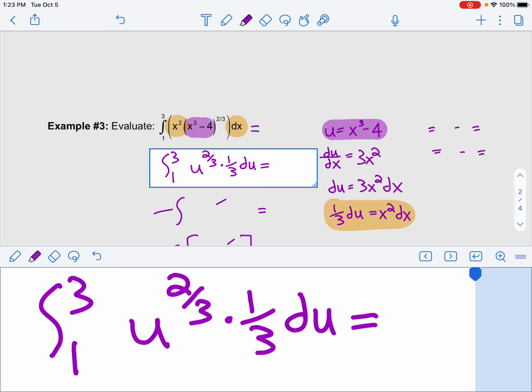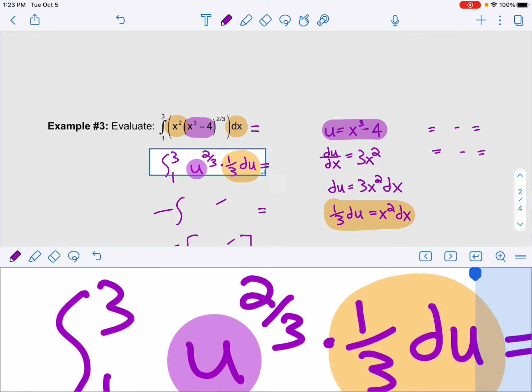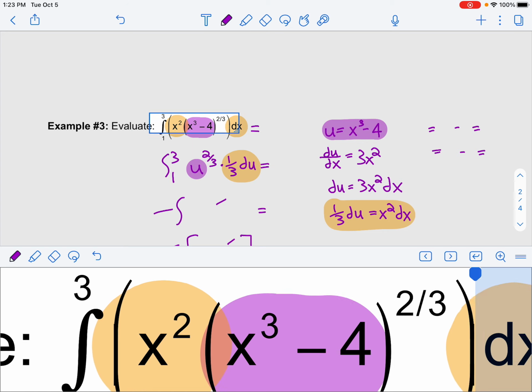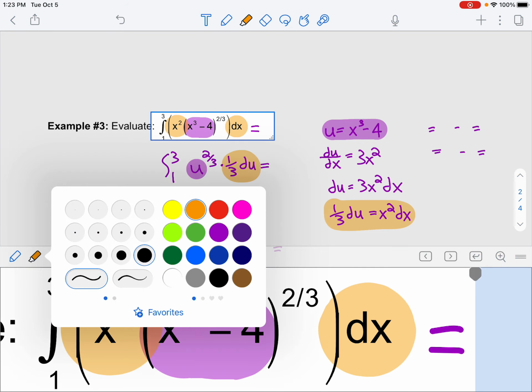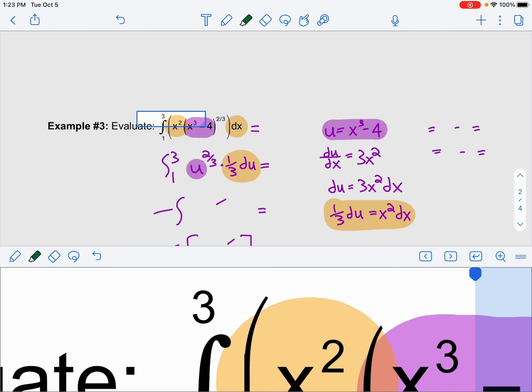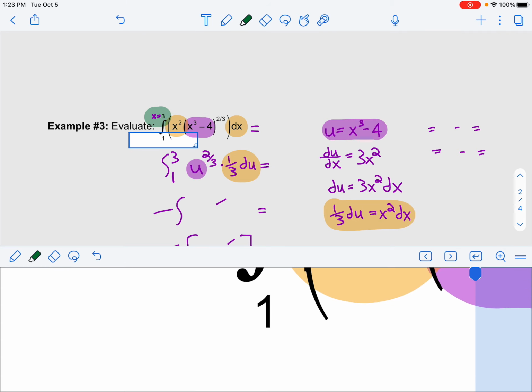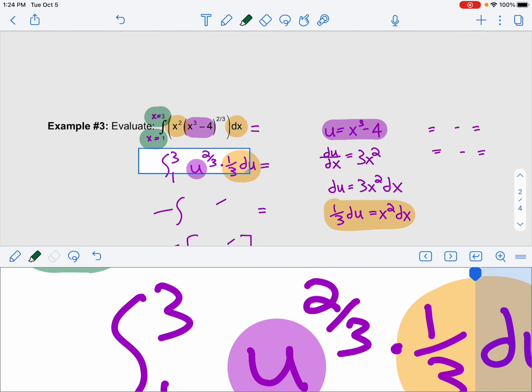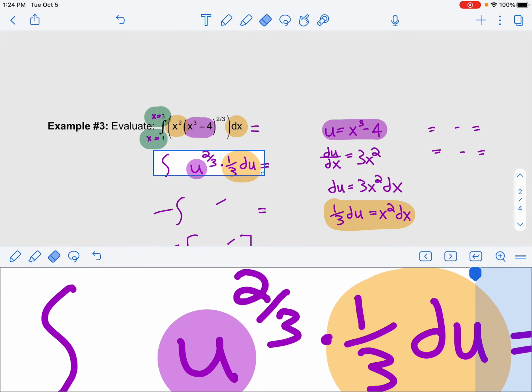Now again, no actual issues with anything that I have here in my integral, except these limits of integration you have to be careful about. These are limits of integration in terms of the original variable for this integral, which is x. This is an x value. X is supposed to equal 3. X is supposed to equal 1. So when I go ahead and do a U-substitution, I'm dealing with a completely different variable than the initial question did. So I cannot write 3 and 1 here as my limits of integration.